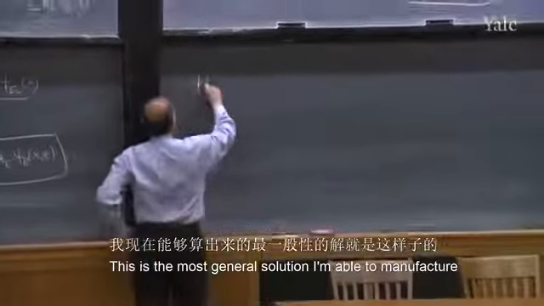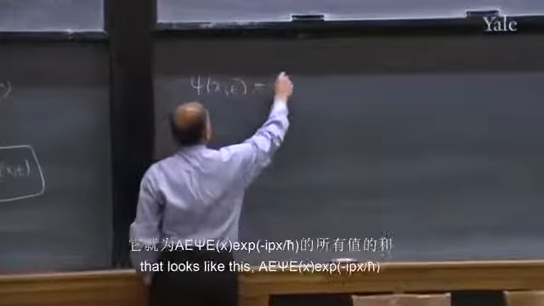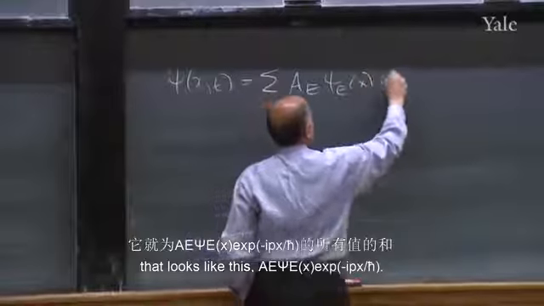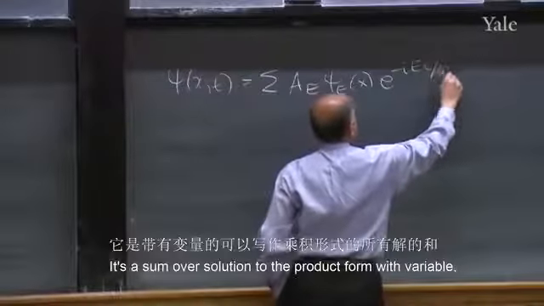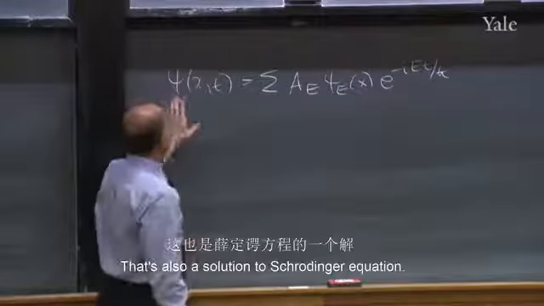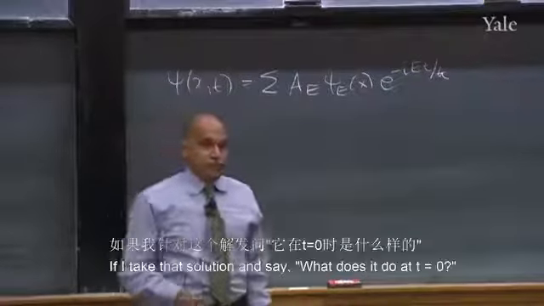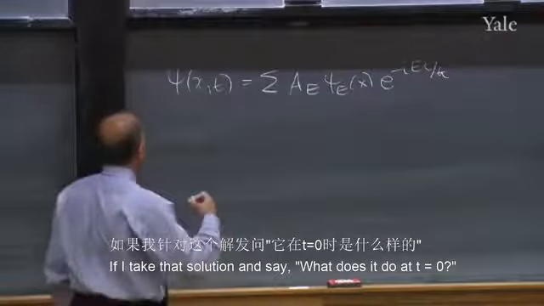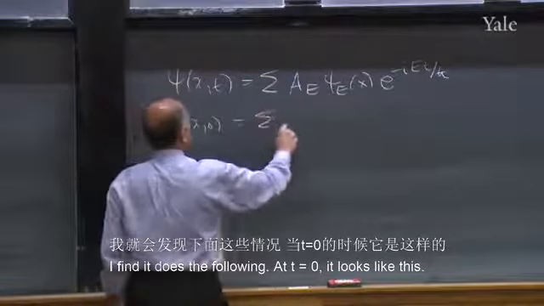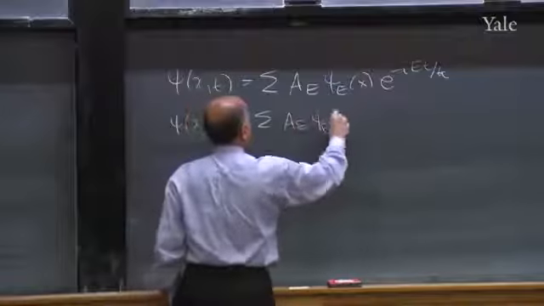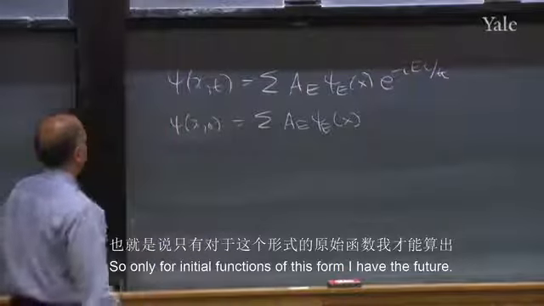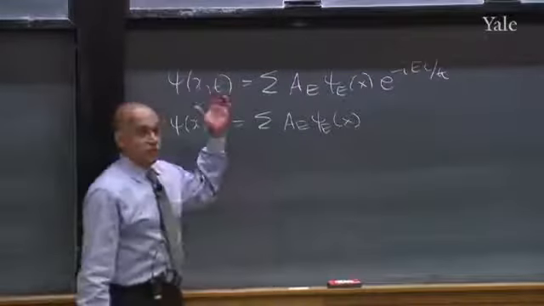This is the most general solution I am able to manufacture. That looks like this: a sub e, psi sub e of x, e to the minus i e t over h bar. It's a sum over solutions of the product form, each one with a different coefficient. That's also a solution to the Schrodinger equation. If I take that solution and say, what does it do at t equal to 0? I find it does the following. At t equal to 0, it looks like this. So only for initial functions of this form, I have the future.